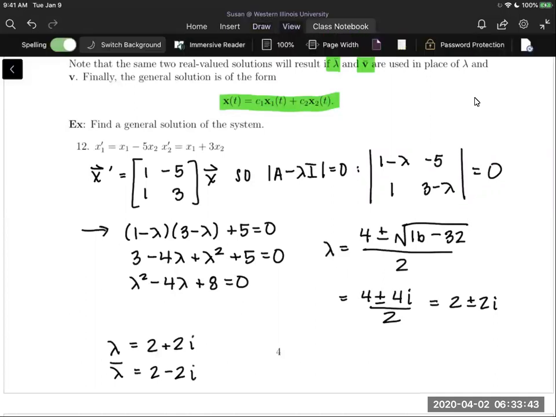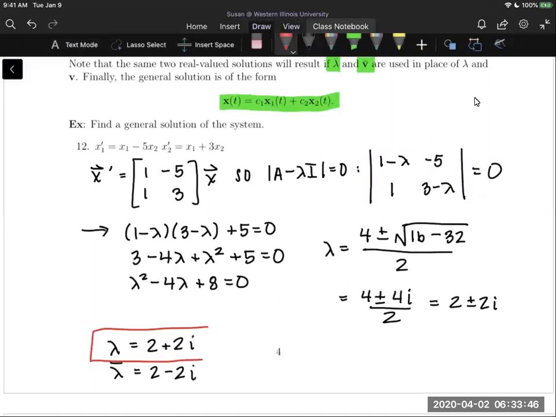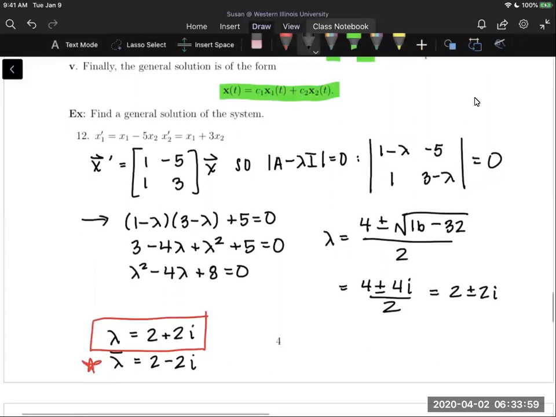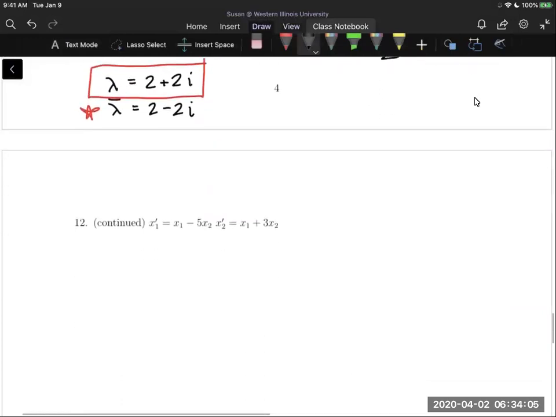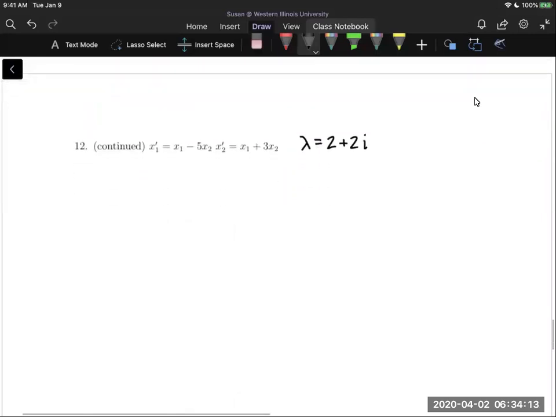So we're going to focus on utilizing this eigenvalue, but the book makes note that if you use the conjugate, you would get the same solution. It might look slightly different, but it's going to be equivalent. All right, so moving on to the next page to continue our work, we want to now take this complex eigenvalue. So I'm just going to recopy it down here. And we want to find the associated eigenvector. So remember, to find the associated eigenvector, we use the equation (A minus lambda I) times some v equals 0.